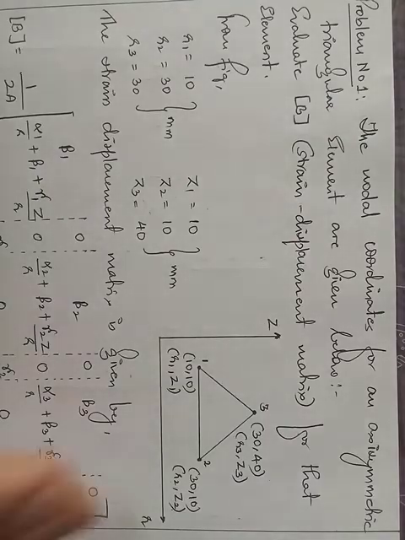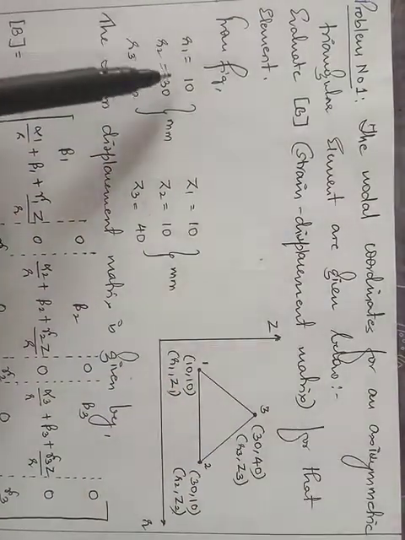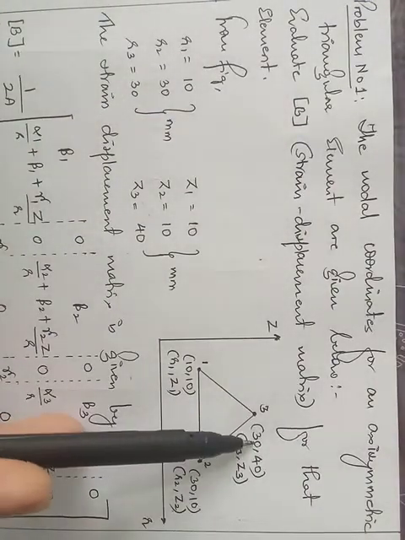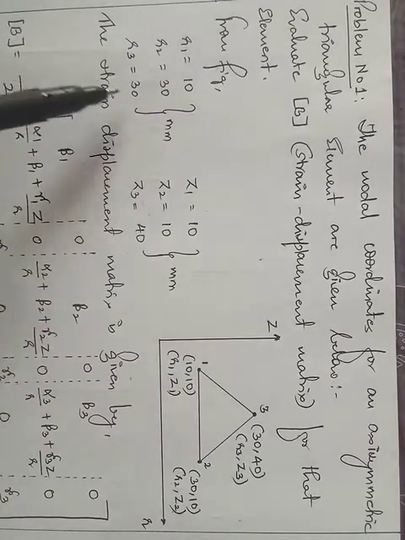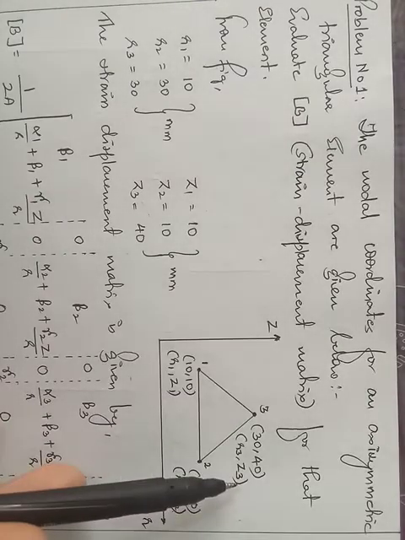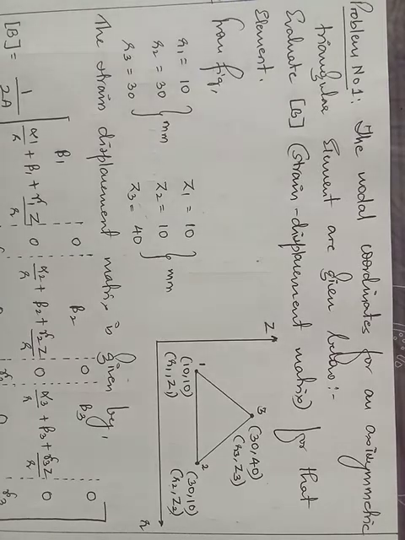Okay, now from this figure whatever I told you, the same thing I have noted down. R1 is 10, R2 is 30 and R3 is 30. So R1, R2, R3 are all in mm. Similarly Z1, Z2 and Z3 are 10, 10 and 40. Okay, this is what I have taken from the figure. So this is the given data. Now I have been asked to calculate the strain displacement matrix.